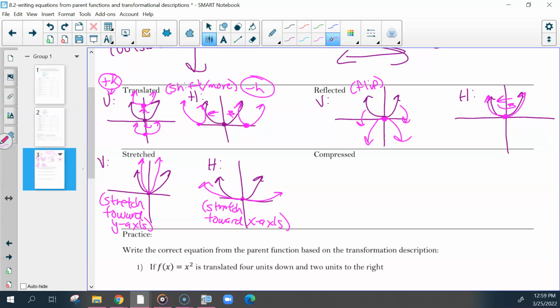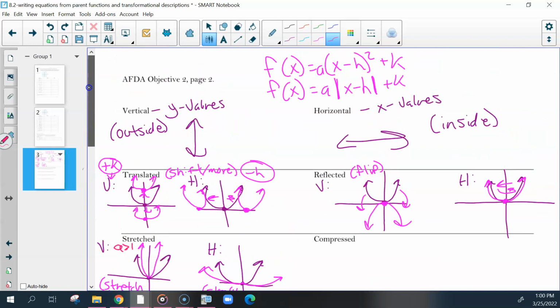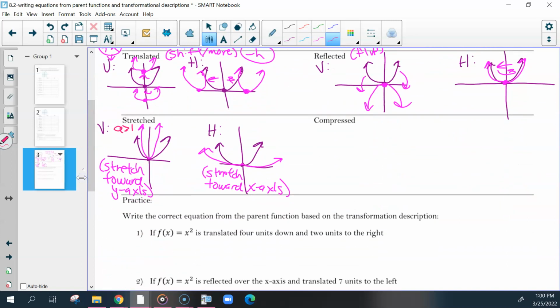Before I forget, the value that you're looking for, this would be your A value, and it has to be some whole number bigger than 1. For horizontal, this would be on the inside, right in front of x. But we're not going to worry about that.